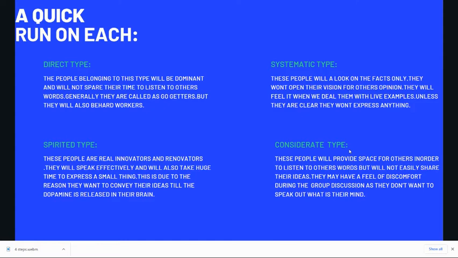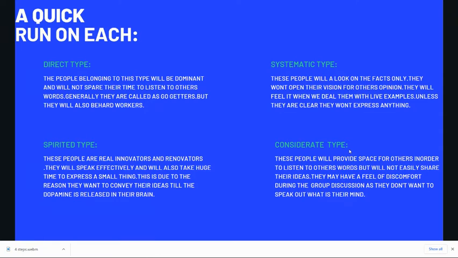Generally, they are called go-getters, but they will also be hard workers. Systematic type. These people will look at the facts only. They won't open their vision to others' opinions. They will feel it when they deal with live examples. Unless they are clear, they won't express anything.